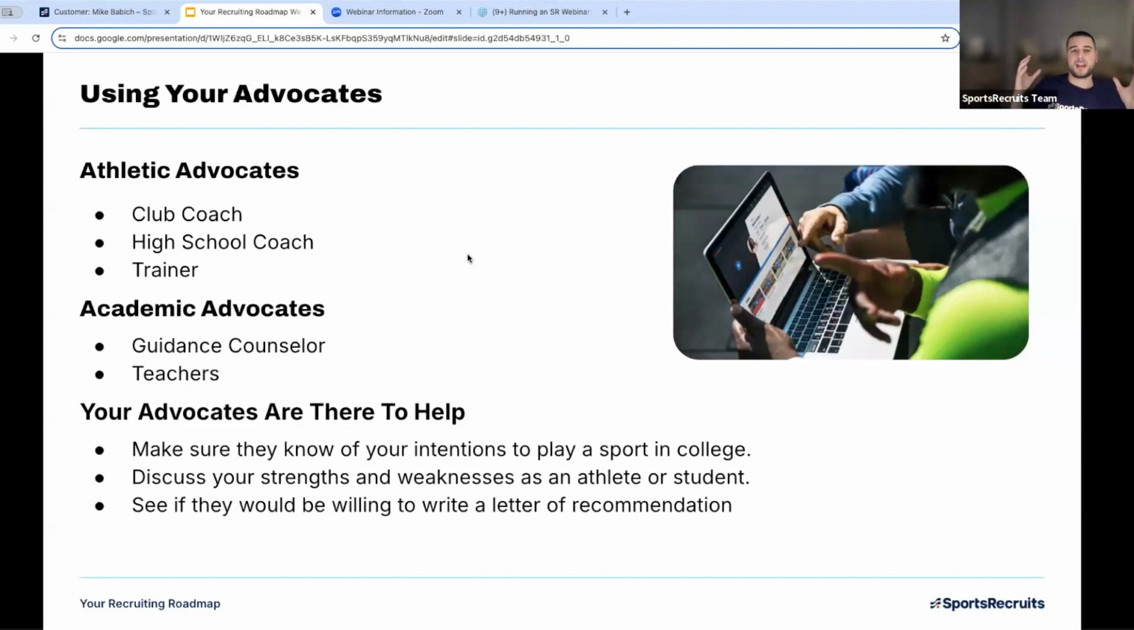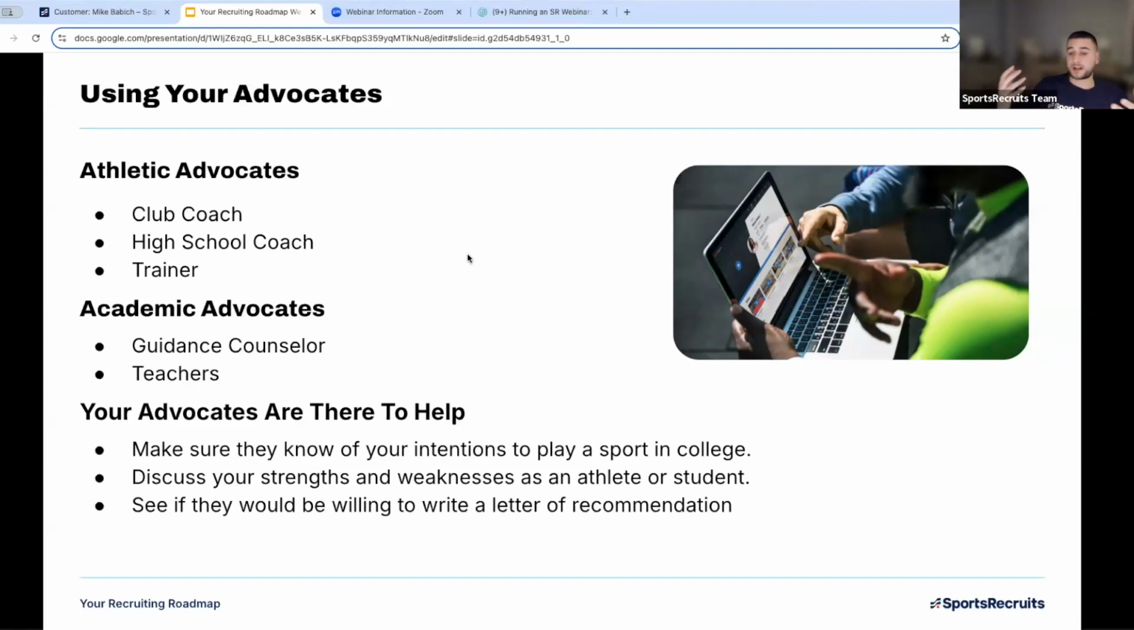But from an academic and athletic perspective, what we're referring to are your coaches, your trainers, anyone who's with you every day, seeing you compete in the sport that you love, that you want to continue at the next level. Then on the academic side, your teachers, your guidance counselors, and anyone else within the school community that you would consider to be an ally of some sort. Those are the types of people you're going to be able to lean on when it comes to identifying schools that make sense. You want to make sure that they know that you have the intention to compete at the next level.